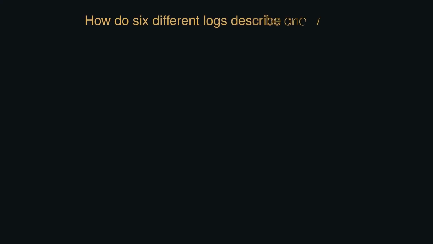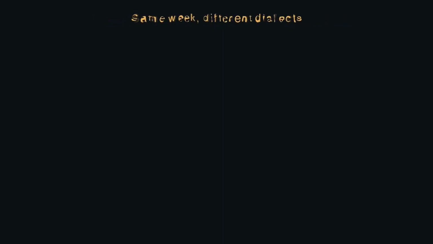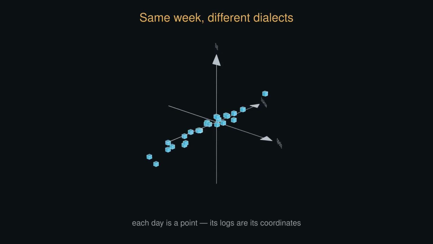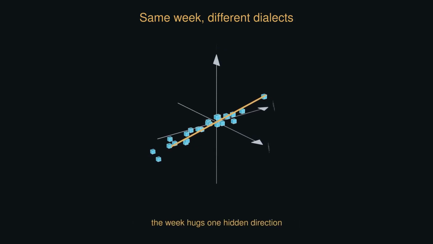The trick is to assume the week really is simple underneath. Picture each day as a single point, its position set by that day's numbers, 1 axis for each log. A whole week is a little cloud of those points. And here's the thing, the cloud doesn't fill the space. It hugs one direction, like beads threaded on a tilted wire. That direction is the hidden pattern.